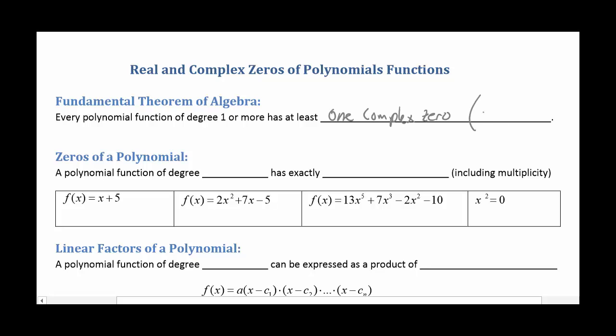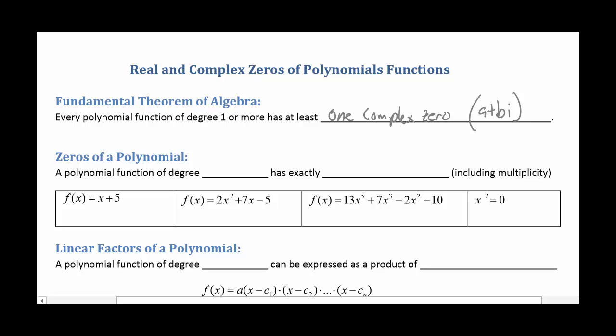Just a reminder on the idea of a complex. It means we could have a plus bi, so there's an i involved. When we talk about the zeros of a polynomial, the highest degree of the polynomial gives us a hint as to how many different factors there could be.